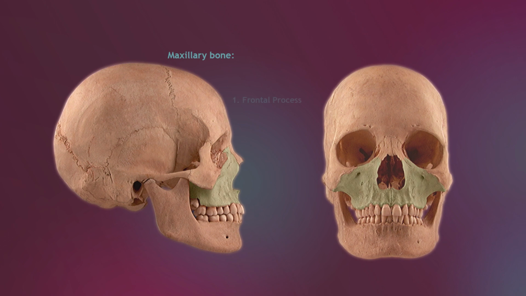On the maxillary bone, we want to recognize the frontal process. This is a projection directed upward toward the frontal bone. The infraorbital foramen, a distinct opening below the orbit. The alveolar arch, which is the tooth-bearing lower edge of the maxilla. And the anterior nasal spine. This is the sharp projection immediately below the nasal aperture.